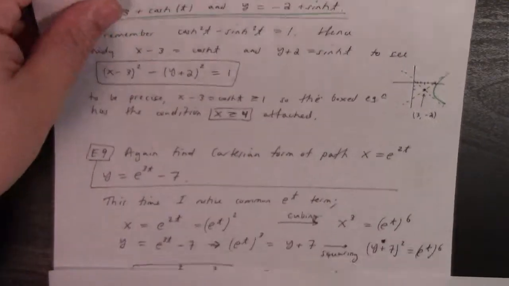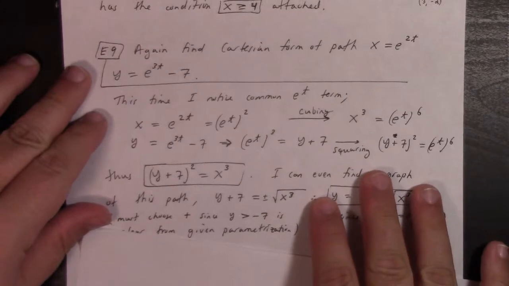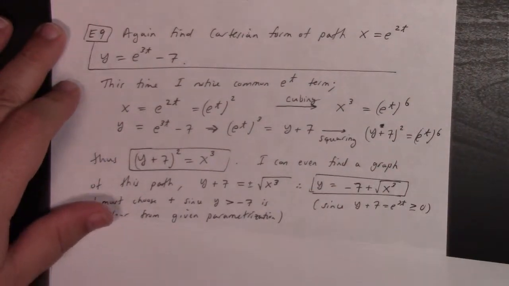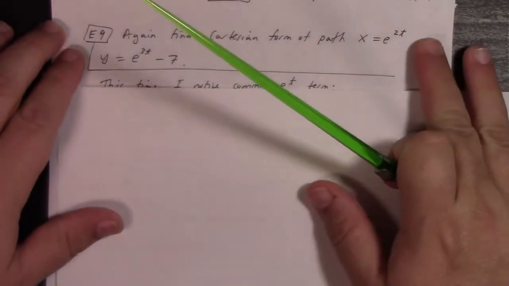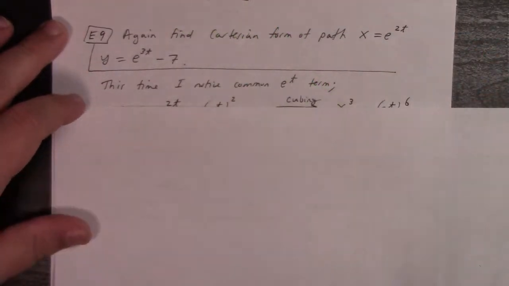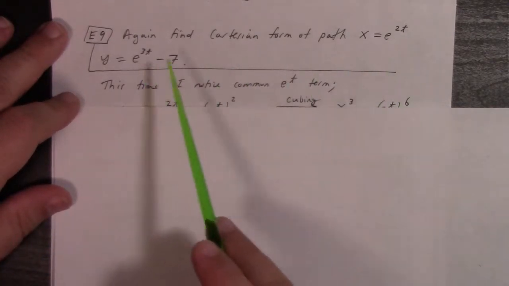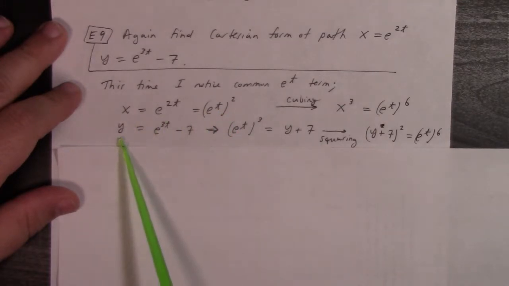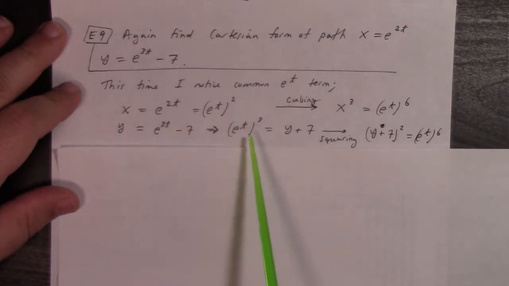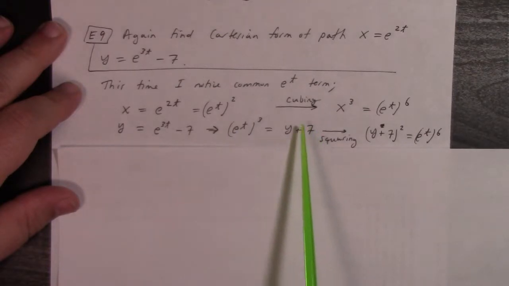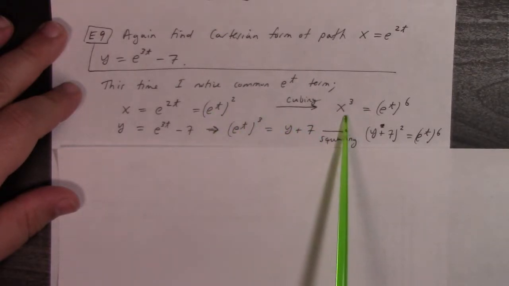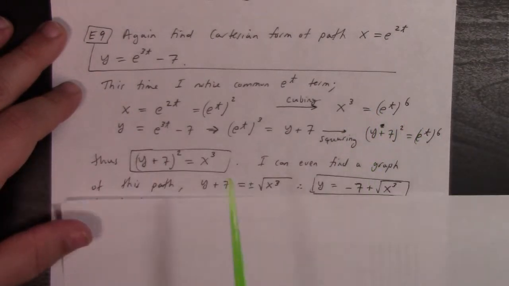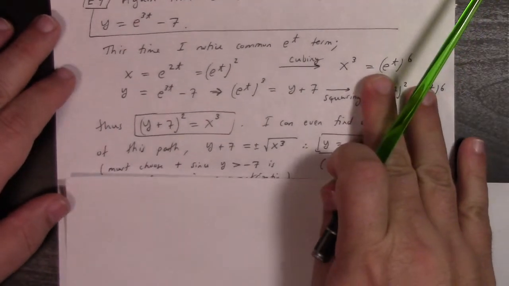Next up, find the Cartesian form of the path given by x equals e to the 2t and y equals e to the 3t minus 7. So this time I look at e to the t as a common thread. On the one hand, I've got x is (e to the t) squared. On the other hand, e to the t cubed is y plus 7. So if I cube the first one and I square the second one, I get a common e to the 6t. And so that gives me (y plus 7) squared equals x cubed.